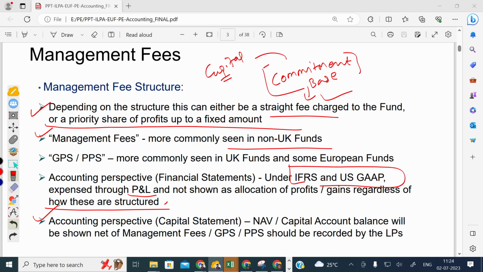statement, partners' capital, PCAP, NAV and capital account balance will be shown net of management fees. GPs and PPs. Let me check the GPS and PPS full form.